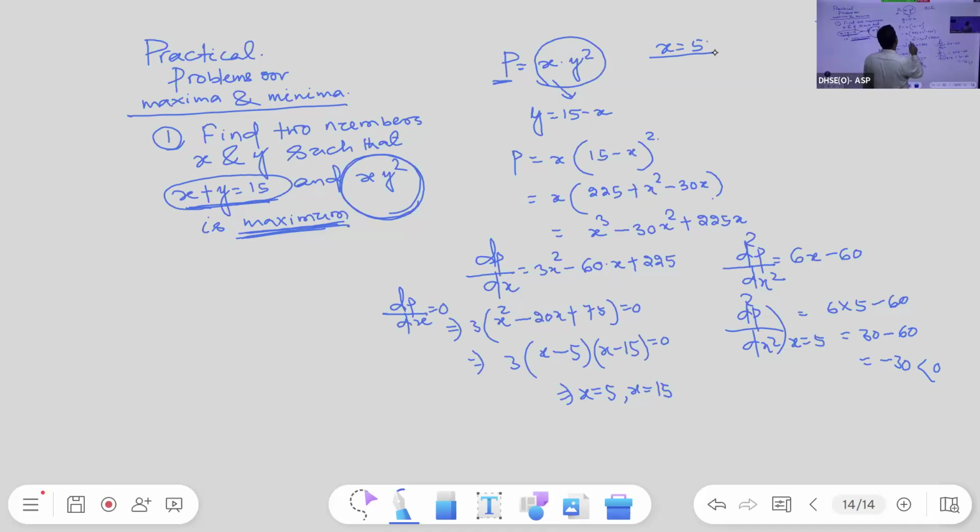If x is equal to 5, then the value of y is 15 minus 5, which equals 10. So the product x y square is maximum when x is equal to 5 and y is equal to 10. The maximum value of the expression will be 5 into 10 square, which is 5 into 100, equal to 500. So the maximum value is 500.